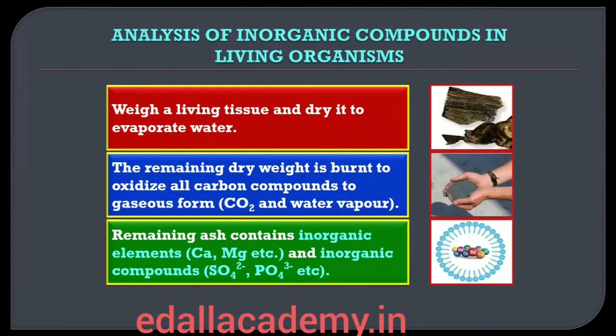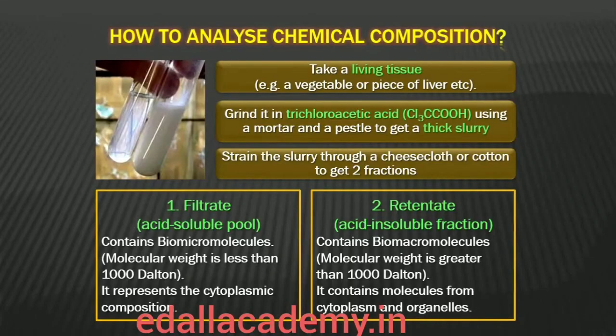This ash contains inorganic elements like calcium, magnesium, etc. Therefore, the elemental analysis gives the elemental composition of living tissue in the form of hydrogen, oxygen, chlorine, carbon, etc., while analysis for compounds gives an idea of the kinds of organic and inorganic constituents present in living tissues. So try to remember the things we have discussed. Then let us discuss biomolecules.